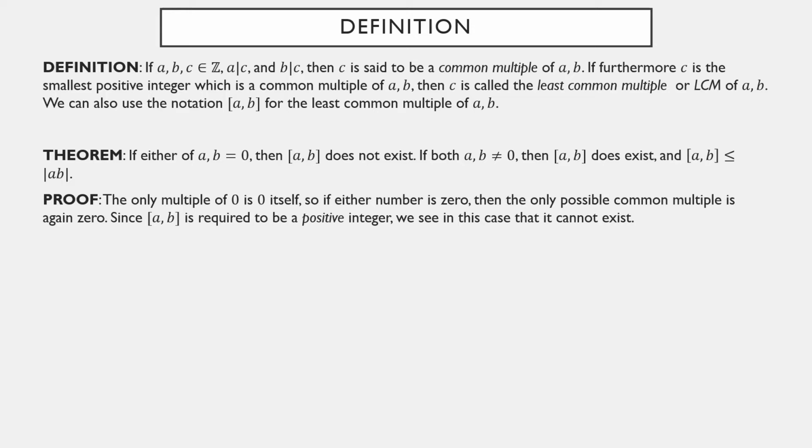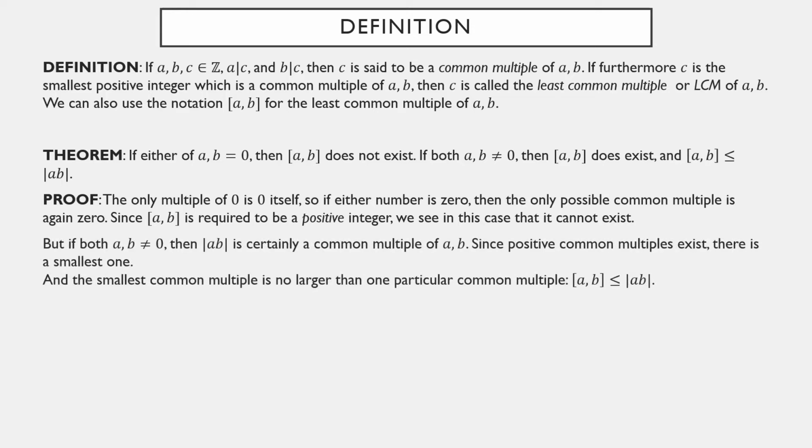But we did require, back up at the original definition, that to be called the least common multiple, you have to be the smallest positive integer. This is kind of cooked into the definition that only positive integers can be called the least common multiple. So if one of the numbers is 0, the only possible common multiple is 0, which isn't positive. So there would be no positive common multiple, there would be no LCM. Okay, so if either one of the two numbers is 0, there is no least common multiple at all.